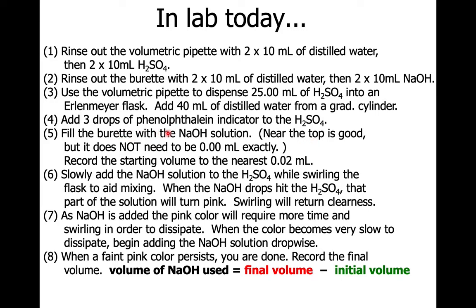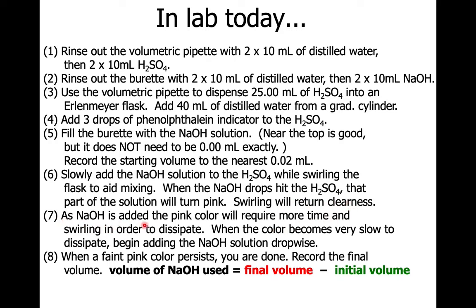Fill the burette with the sodium hydroxide solution. Again, near the top is good, but it does not need to be exactly 0.00. Record the starting volume to the closest 0.02 mLs. Slowly add sodium hydroxide solution while swirling the flask to aid in mixing. When the sodium hydroxide hits the H2SO4, that part of the solution will turn pink. Swirling will return it to clearness.